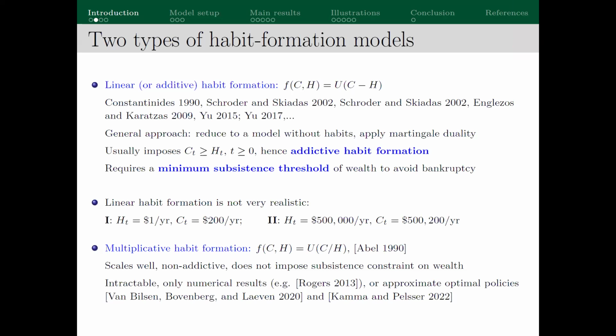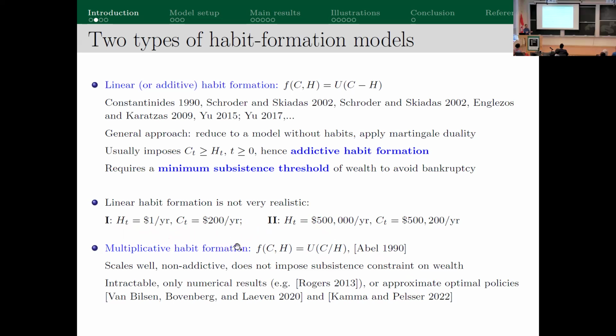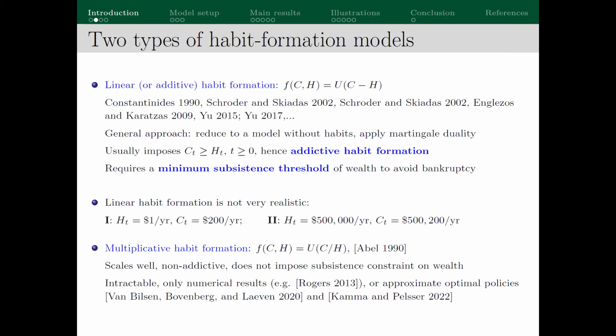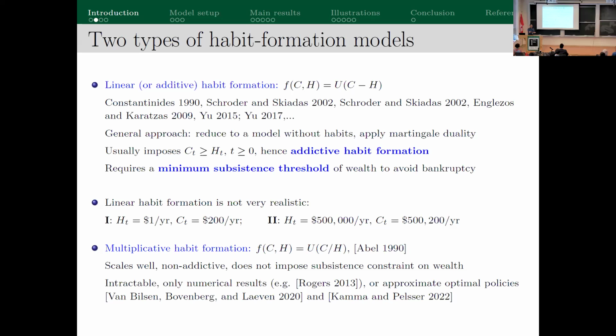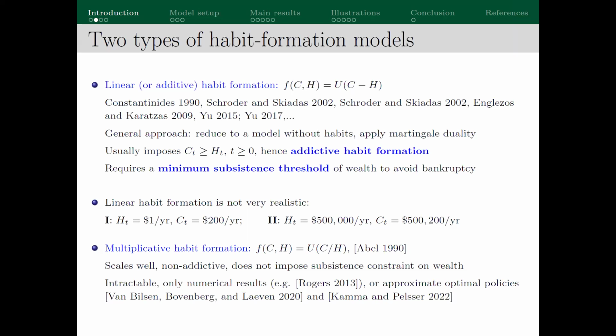Please, can you go back to the example? That is not realistic because it seems to me that C minus H in the second case is lower than C minus H in the first case. Yes. So essentially, you're consuming 200 times your previous habit, so you're supposed to be happier in this situation than when you're consuming just $200 more than you have. Does it make sense? Okay, good.